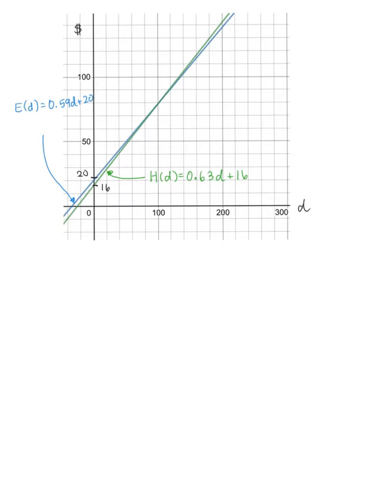So what I did was I graphed out E of D, which is the total cost by Enterprise, and H of D, which is the total cost from Hertz. The blue curve is our E of D. Notice that our y-intercept is at 20. And for H of D, our y-intercept starts at 16. I know these are so close together, but this is the best I can do.